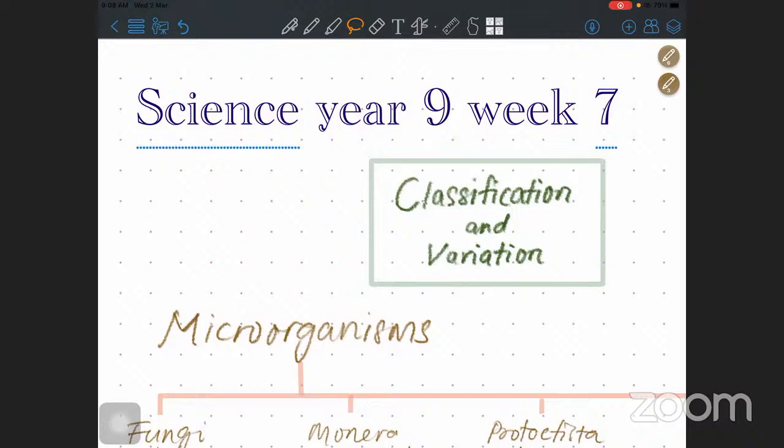Today is Science Year 9, week 7. This is a class discussing classification and variation. Classification means a scientific way to help us differentiate between and recognize organisms. And variation is the topic that we need to learn later.